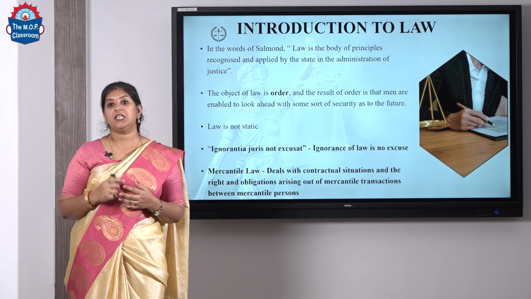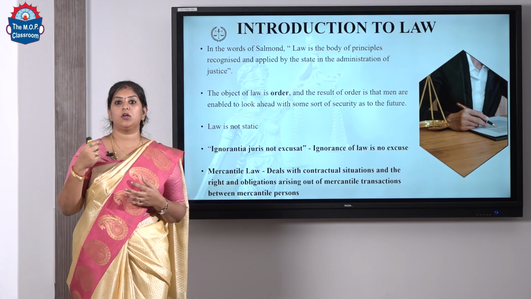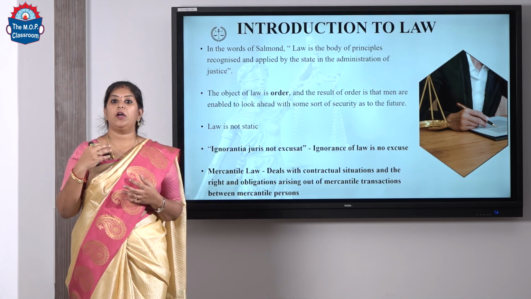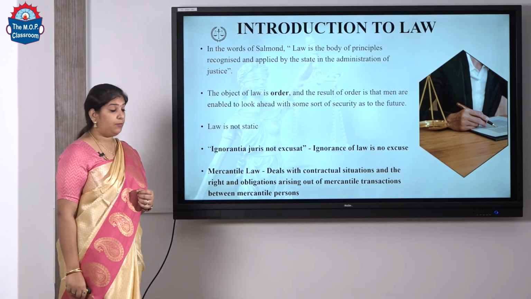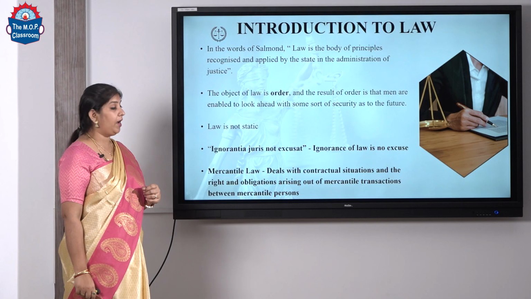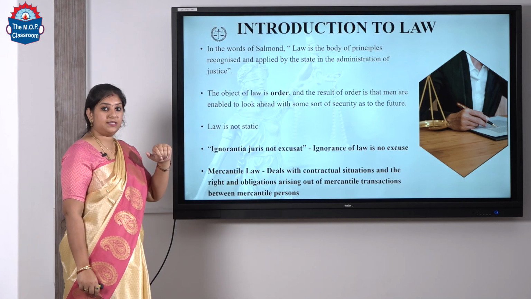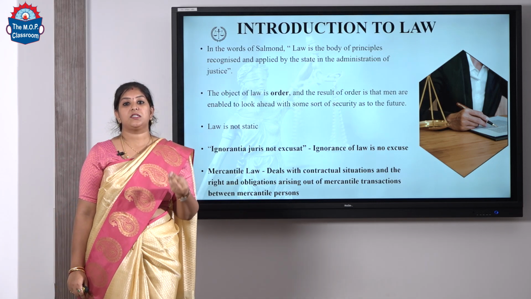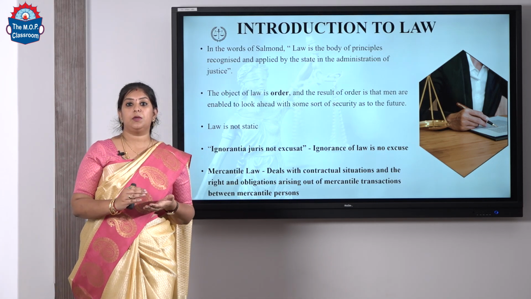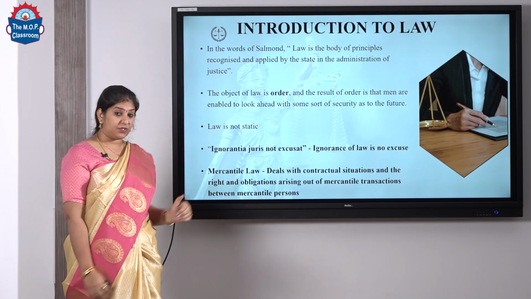So, the only thing that will undergo a change is the objective before the law. So, it will be criminal law, civil law, industrial law, international law as such. In the words of Salmond, he has given the definition of law as, law is a body of principles which is recognized and applied by the state in the administration of justice. So, in order to give justice to the people, not just in the present but also in the future, the law has been introduced.